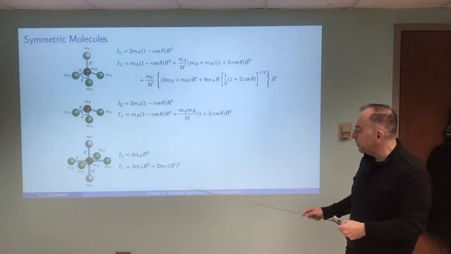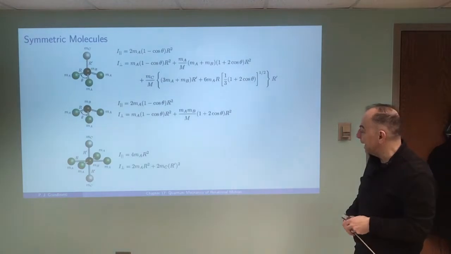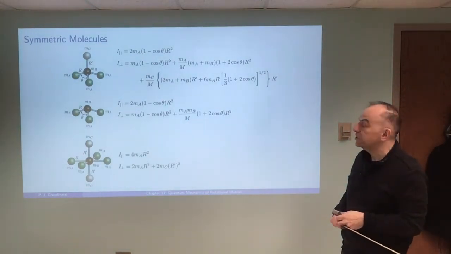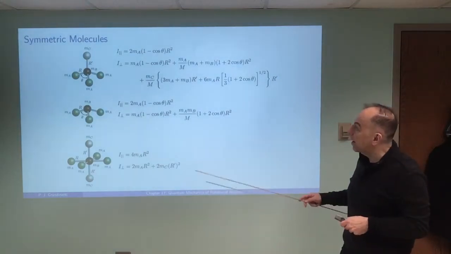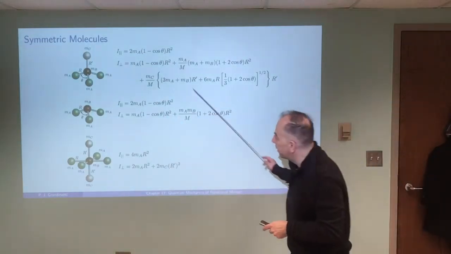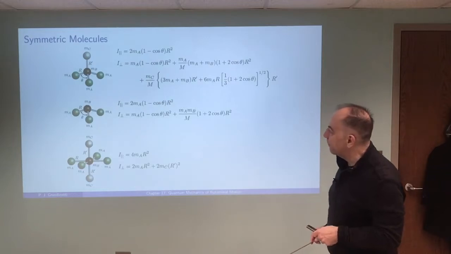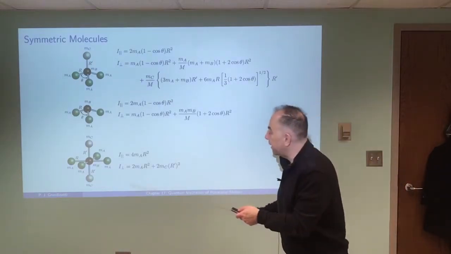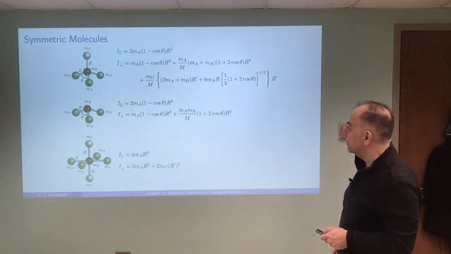In this video, we're going to continue Chapter 17 on quantum mechanics of rotational motion. And now we're going to look at solutions to the Schrodinger equation for describing the rotational motion of symmetric molecules. And so here are a few graphics giving you some examples of molecules that have the symmetry that are associated with symmetric molecules.